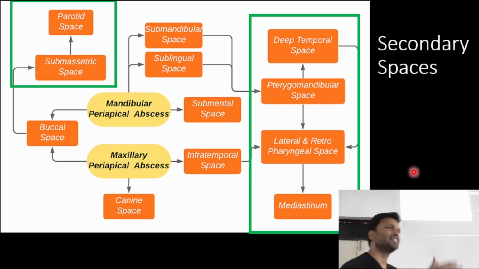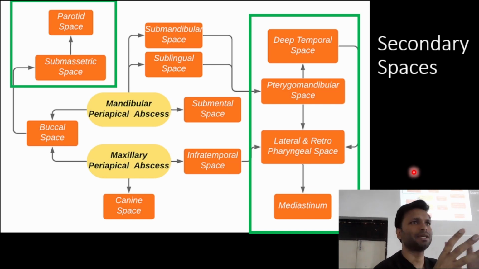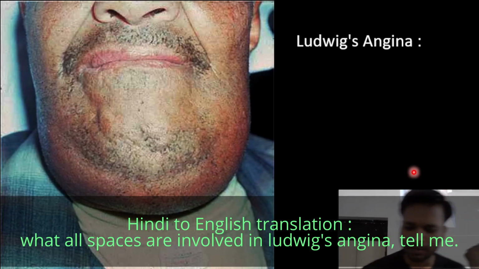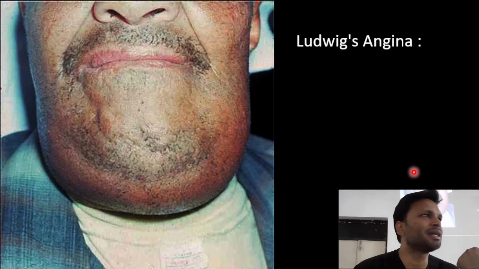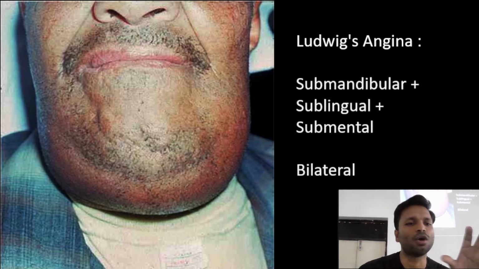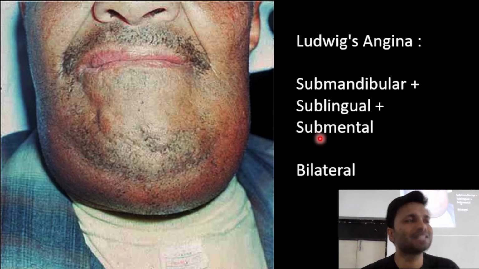As we allow the disease to progress without any treatment, we are going to see a combination of all the spaces, multiple spaces. For example, there is something called Ludwig's angina. So which spaces are involved in Ludwig's angina? Submental, that is only one. Sublingual and submandibular are bilateral. So we are seeing the combination of the spaces: bilateral submandibular and sublingual, and one submental. So this is Ludwig's angina. This is just an example.